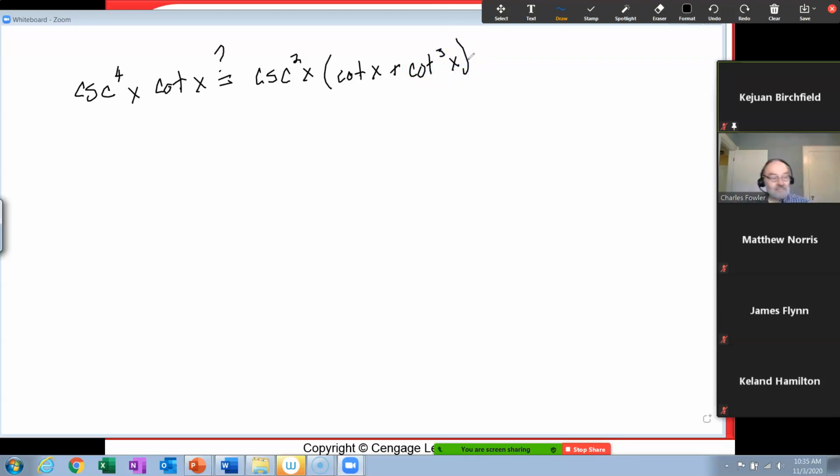Okay, I hope I wrote it right. Cosecant to the fourth x times cotangent x, is that the same as cosecant squared x times cotangent x plus cotangent cubed x? All right.